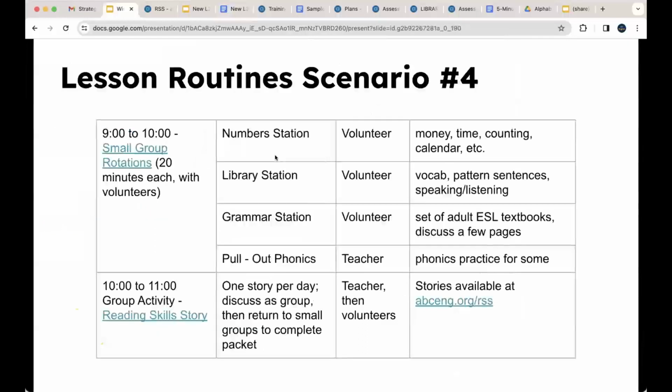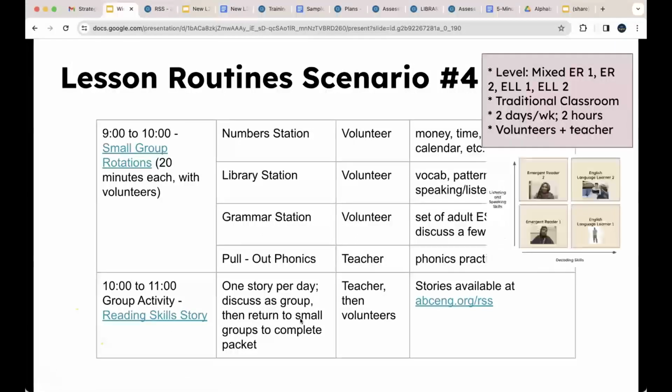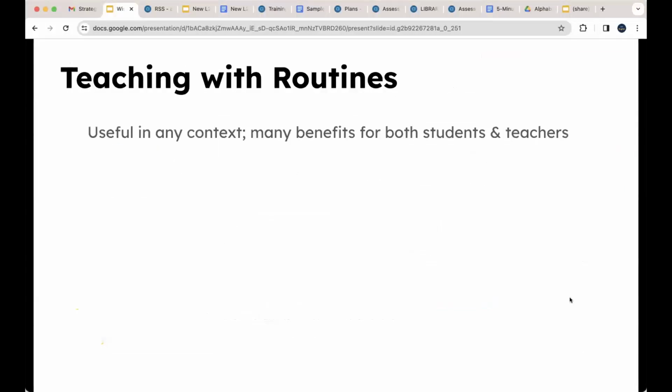Okay, so this routine where we have some small group rotations for an hour and then a group activity with a topic has worked well for this particular situation, where we've got mixed beginners and some volunteers. And just a reminder that it works well for this situation, but it's been designed specifically for this situation. It may not work for every situation.